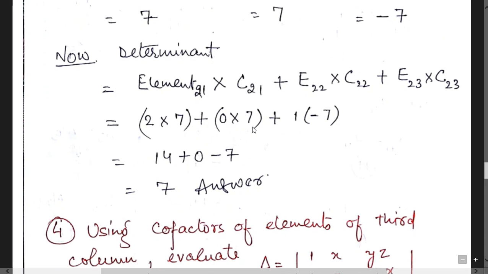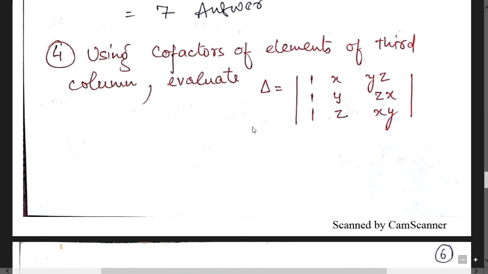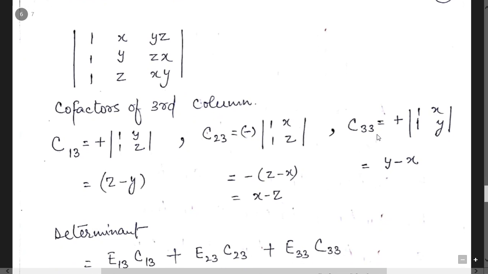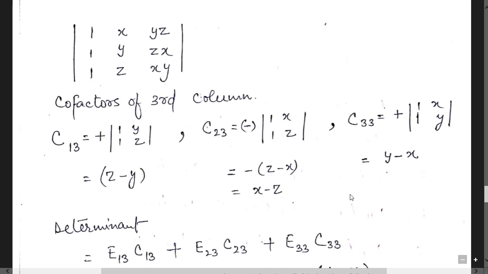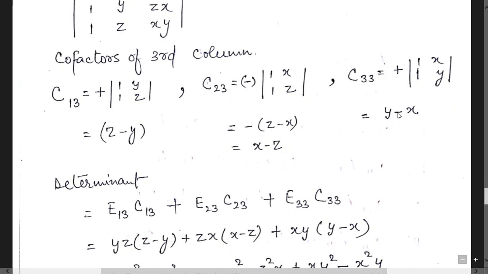Second value is 0. Now question number 4, it's also the similar one, but in this case, third column is there. Cofactor of third column, this one, C13, cofactor is 1y 1z, then zx 1x 1z, then xy 1x 1y. These values are there. This total is even, it means positive sign. This total is odd, it means negative sign. This total is again even, it means positive sign. Now you can calculate. The value is z minus y, x minus z, and y minus x.